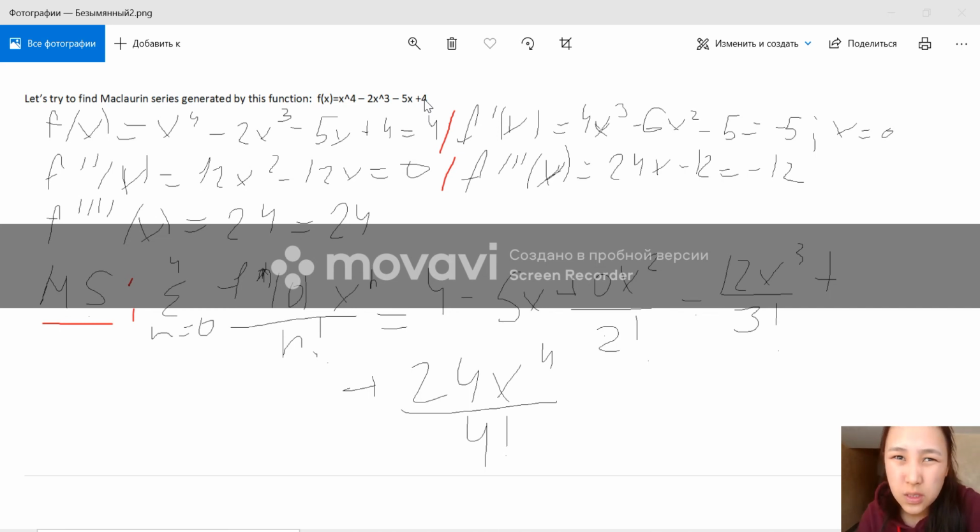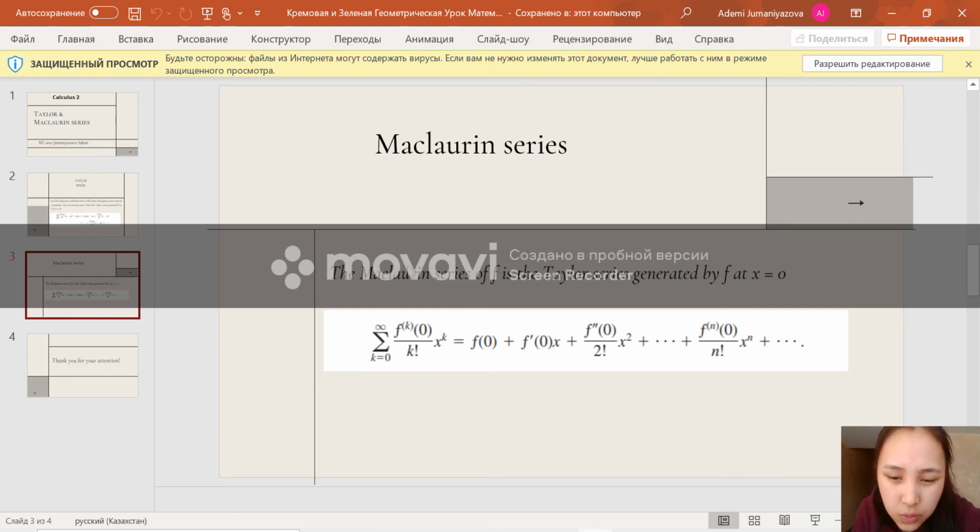And for the Maclaurin series we must also find the first, second, third, and fourth derivatives. You can see how I've found these derivatives. And for the Maclaurin series we must replace these values into the Maclaurin formula, which looks like this.